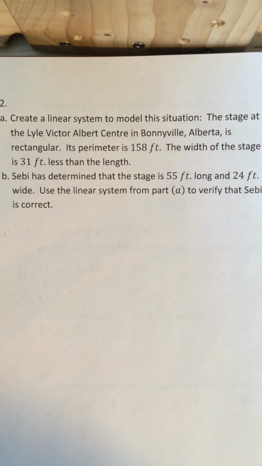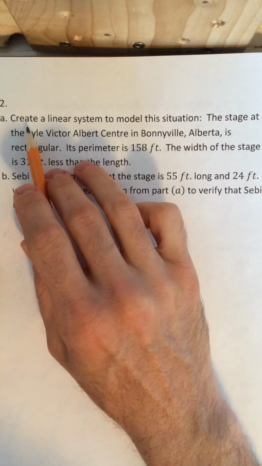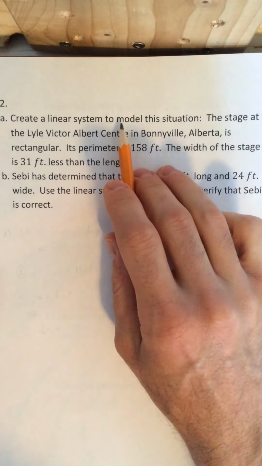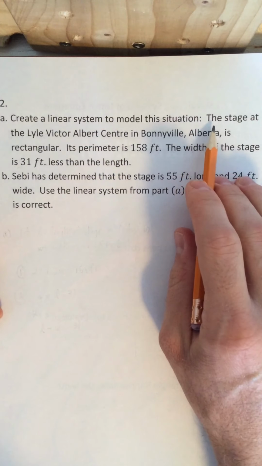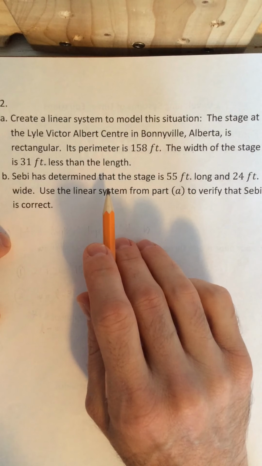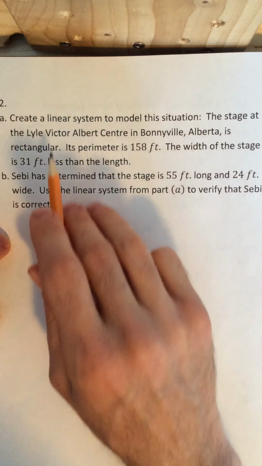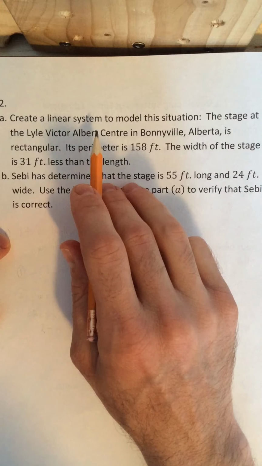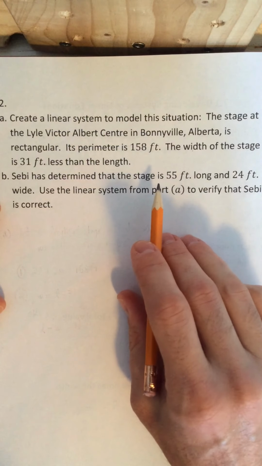In question 2, we're going to look at creating a linear system to model a specific situation. So if we look at this, the question asks us to create a linear system to model this situation. Again, since it's a linear system, we are going to be using 2 or more equations. In this case, since it's an intro to systems of equations, we're only going to be modeling 2 equations.